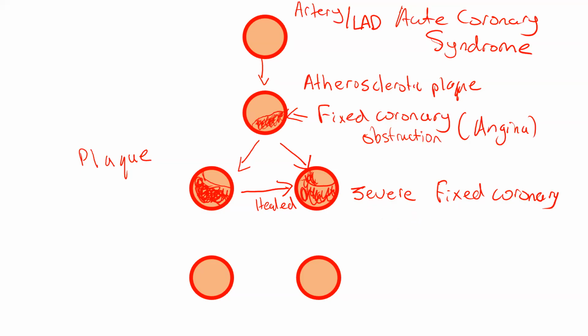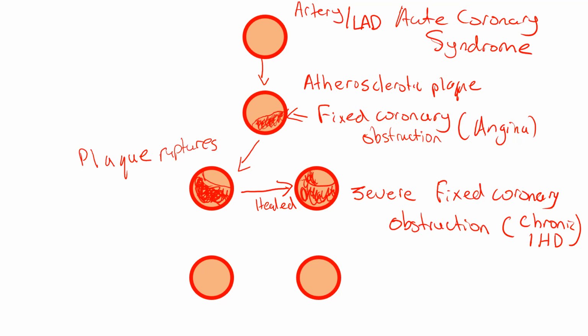Sorry, I need to get a new pen. And this is also something we call chronic ischemic heart disease. So when the plaque ruptures, if it heals, you end up with what's known as severe fixed coronary obstruction, so your chronic IHD. But what also happens is that you can have a massive thrombus. So a blood clot.